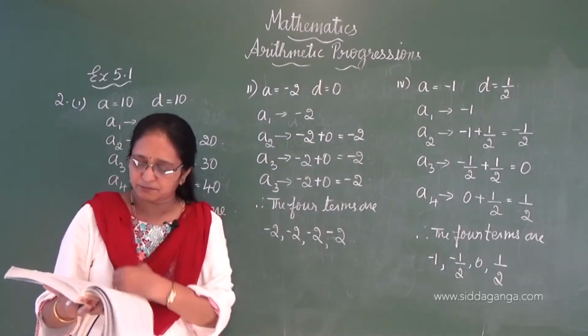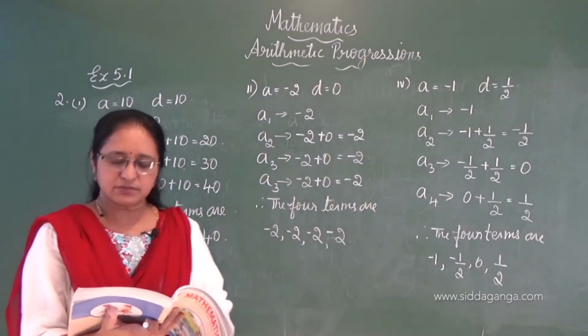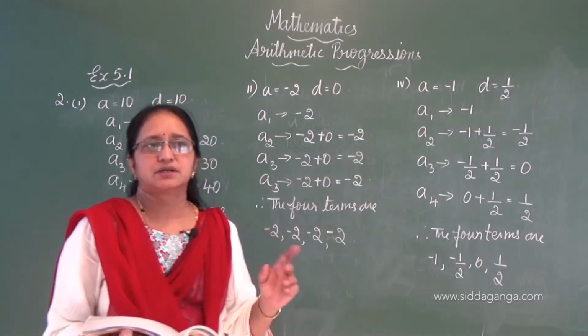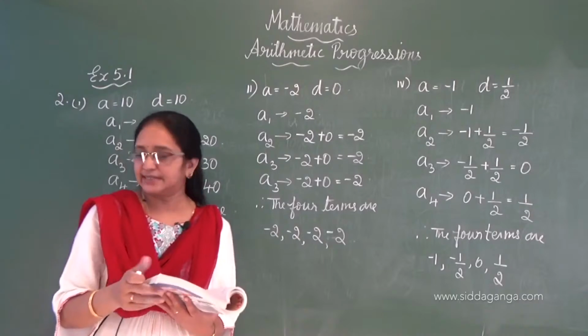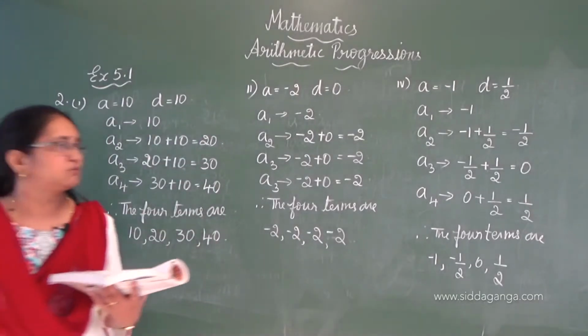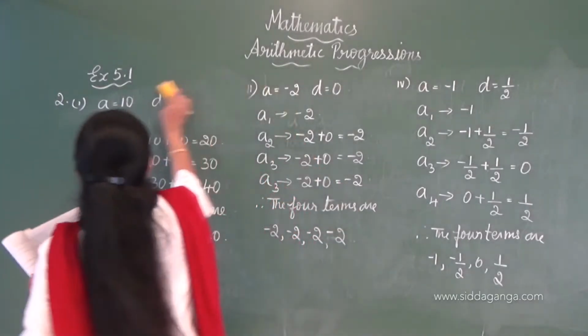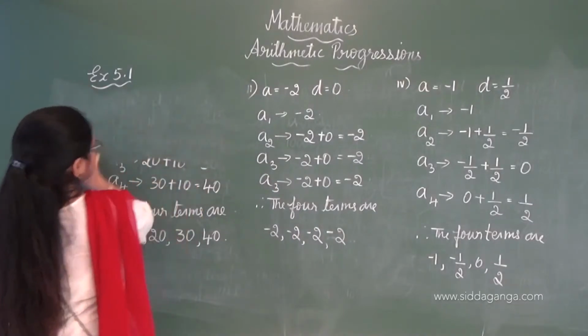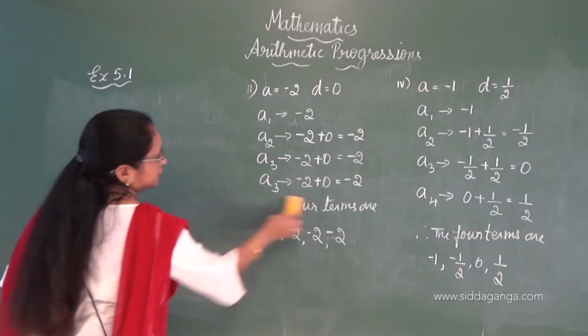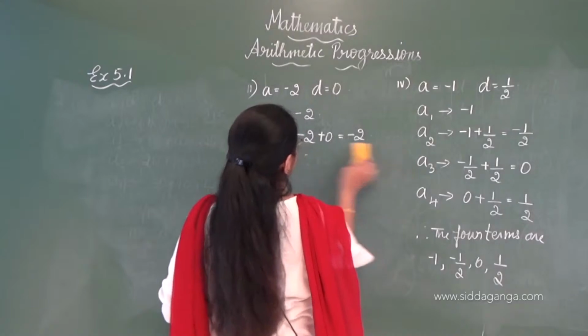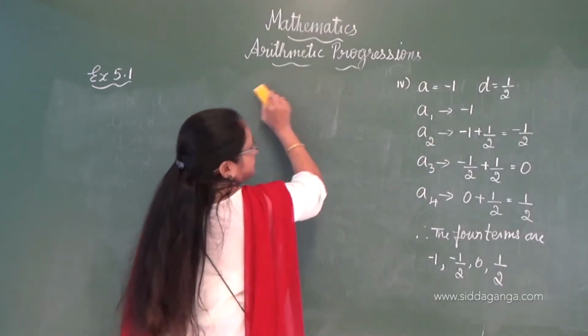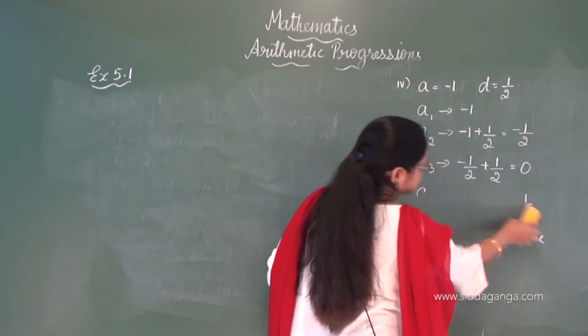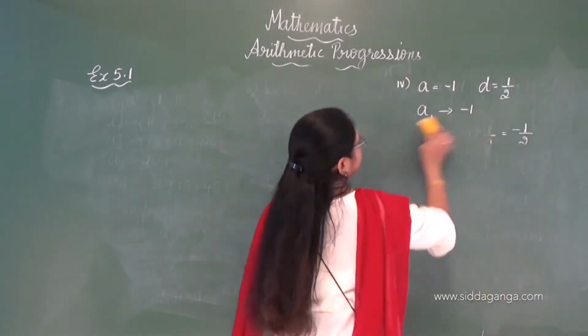For the following APs, write the first term and the common difference. I think in the previous class I showed you one example. We will see more examples in the exercise problem. So now let us move on to the third main. I hope all these are clear and it is simple sums you can work out.